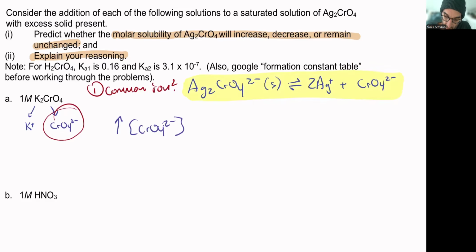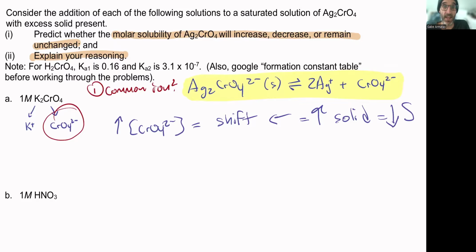So increasing the amount of chromate equals a shift to the left, which equals an increase in the amount of solid, which equals a decrease in solubility. That's our reasoning behind it. We have a decrease in solubility. Why? Because a common ion is present and Le Chatelier's principle. Okay, so that's the first question. Do you have a common ion?